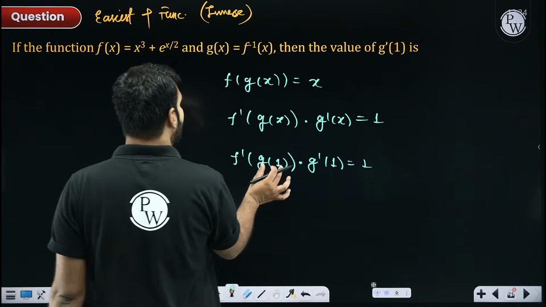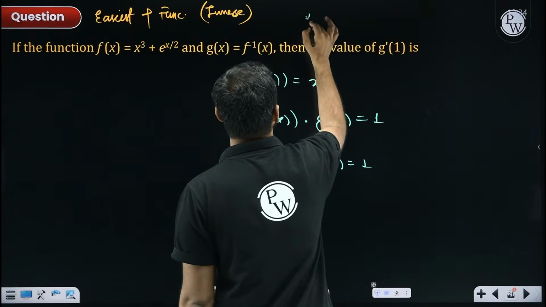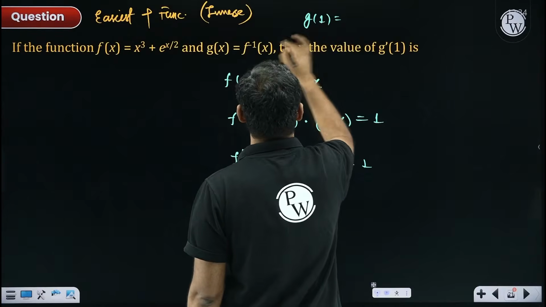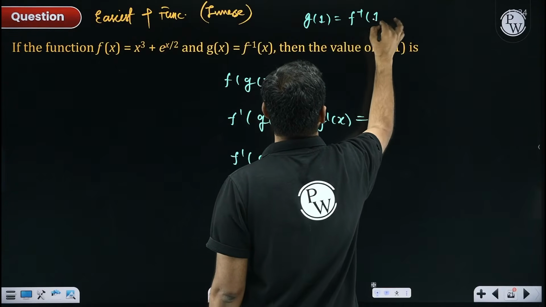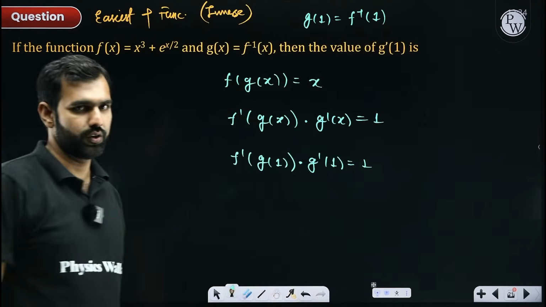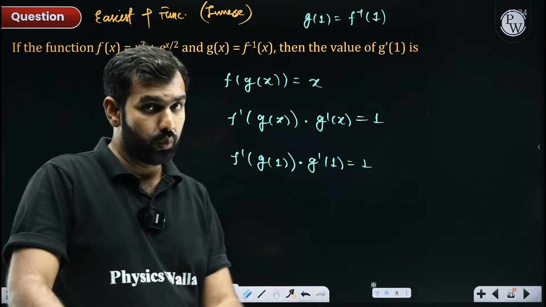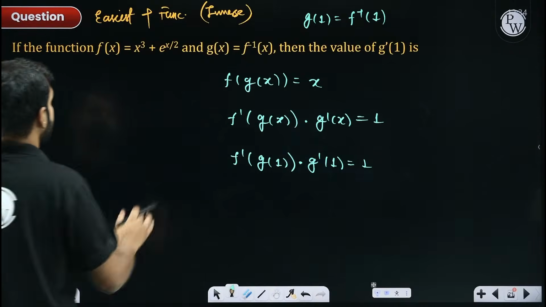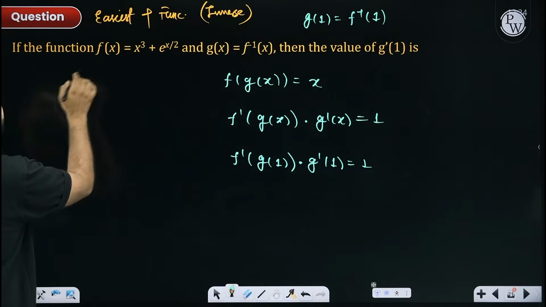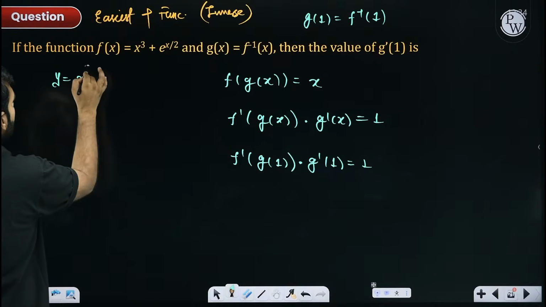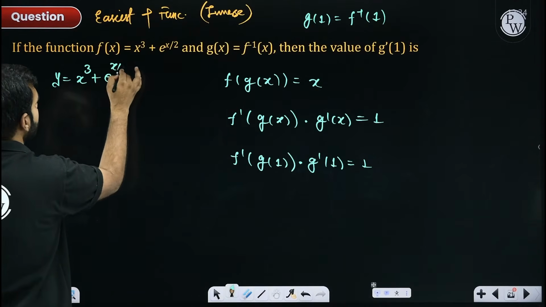If I could find g1, my job will be done. So what is g1 from here? g1 will be f inverse of 1. Everybody getting this conclusion? f inverse of 1. Now pay attention to this part here. This f(x), y is equal to x cube plus e to the power x by 2.